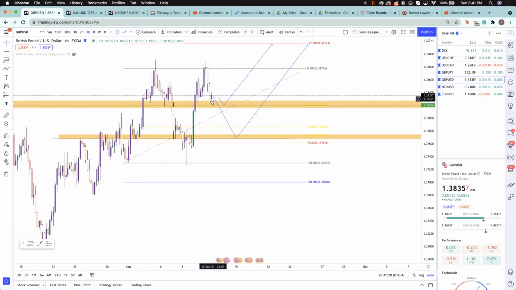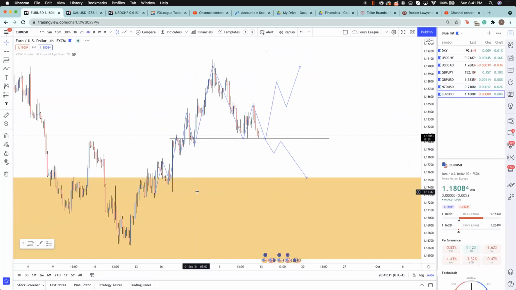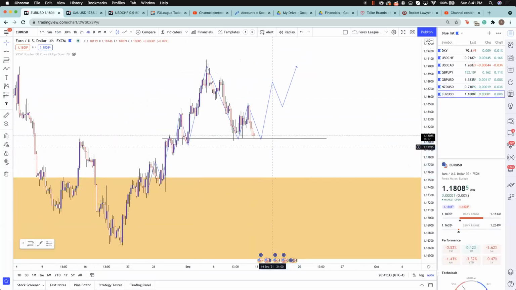This is definitely a reversal candle, and we're forming like a spinning top right here. So this thing is definitely shaping up to be a reversal candle, but we just want to wait for that to close. And then we're going to come to Euro USD next.